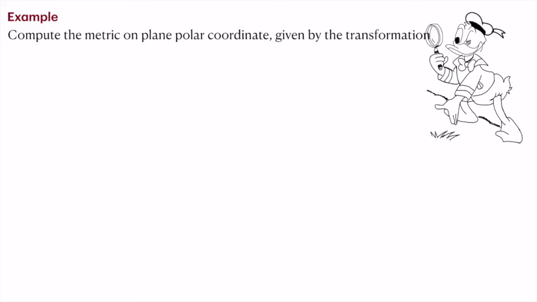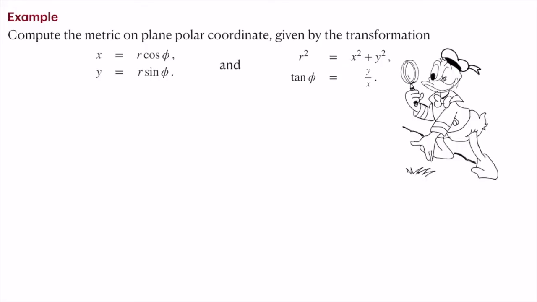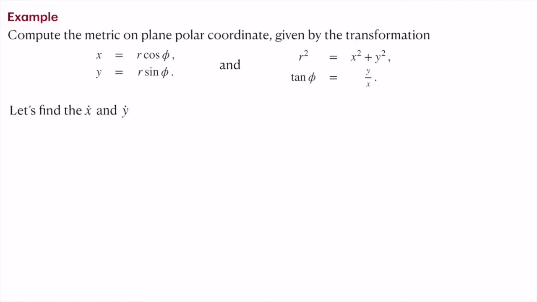Let's take a transformation to plane polar coordinates and compute the metric. The transformation from Cartesian to polar coordinate system and its reverse is given by 2 sets of equations, that is x is equal to r cos theta and y is equal to r sin theta. On the other hand, the inverse transformation is given by r squared is equal to x squared plus y squared, and tan phi is equal to y by x. So once we have this, we have to basically compute the kinetic energy to get the coefficients of kinetic energy, or the metric tensor.